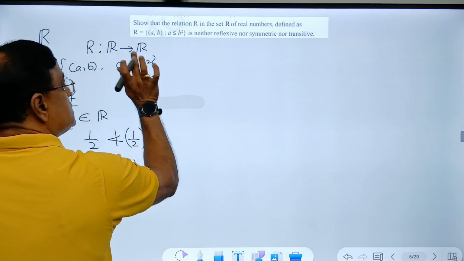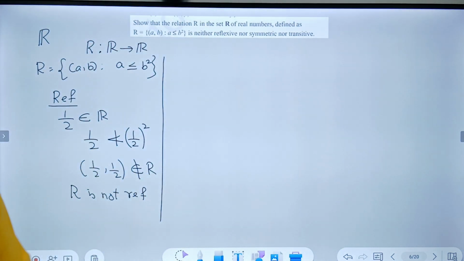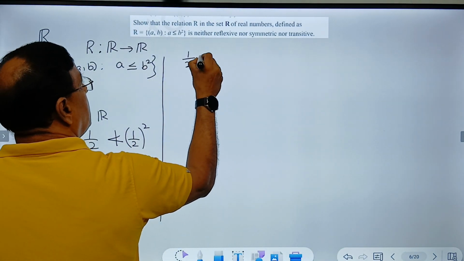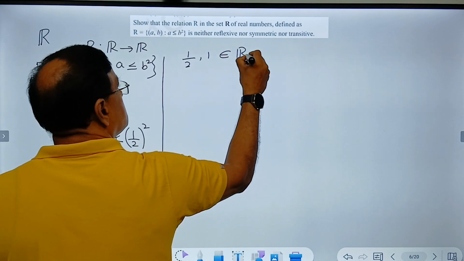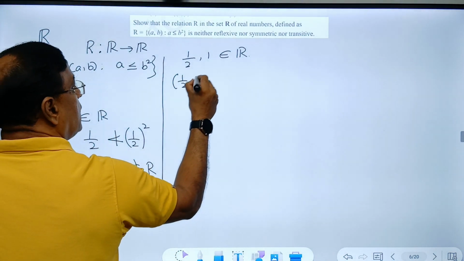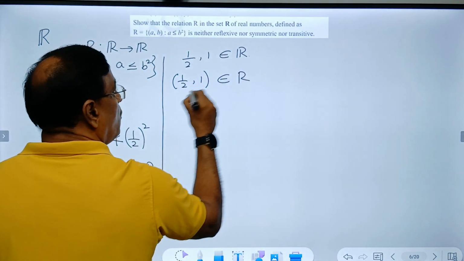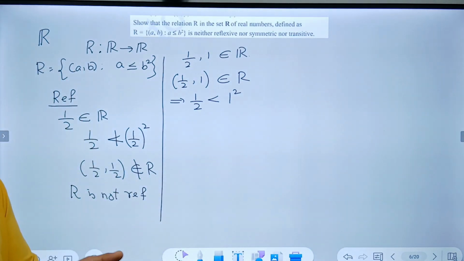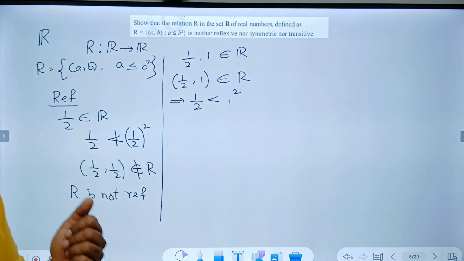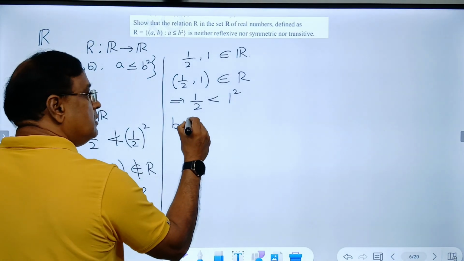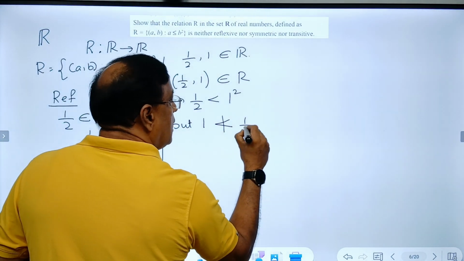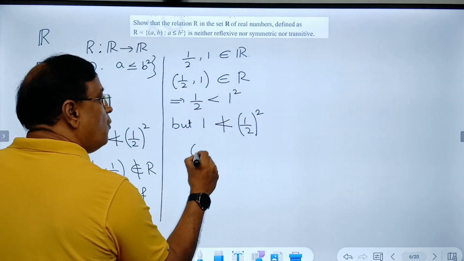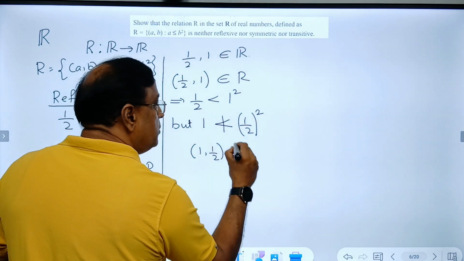Now, how do I prove it's not symmetric? For that, you again take an example. Now, what example will I choose? Let me choose an example like (half, 1), which belongs to real numbers. Clearly, you can see (half, 1) belongs to R. Why? Because half is less than 1 square, correct? Half is 0.5, 1 is bigger. So half is definitely less than 1 square. But 1 is not less than half square, correct? 1 is bigger. Therefore, (1, half) does not belong to R.